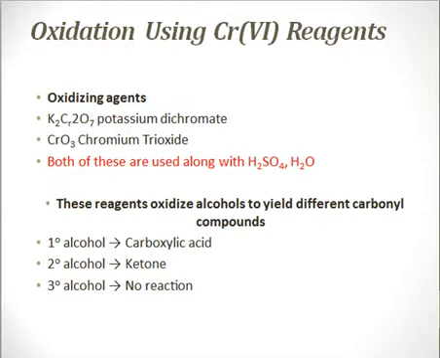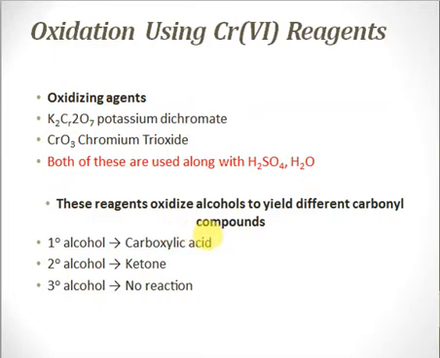Now, the different types of organic chromium reagents involve chromium in the 6 oxidation state. These are potassium dichromate or chromium trioxide. Whenever they are used, they are used along with sulfuric acid and water. When you are using potassium dichromate as an oxidizing agent, you have to use sulfuric acid and water as well. Similarly, when you are using chromic oxide or chromium trioxide, you have to use sulfuric acid and water. These reagents oxidize alcohols to yield different products. Depending upon the nature of the alcohol, we get different products. If we have a primary alcohol, the oxidation will convert this primary alcohol into a carboxylic acid.